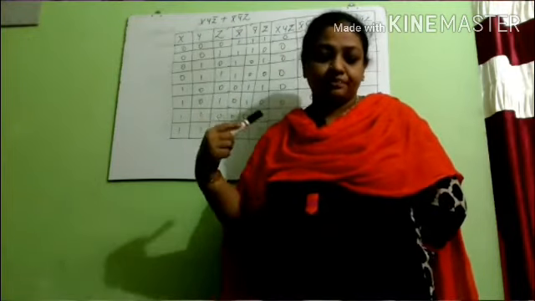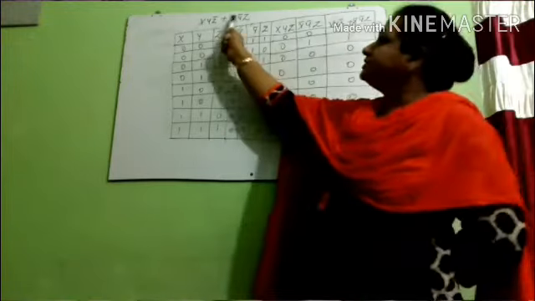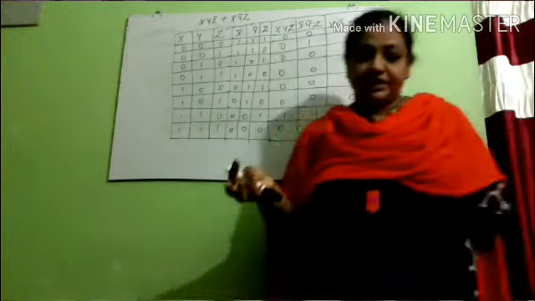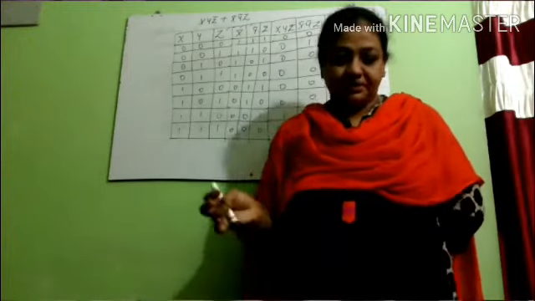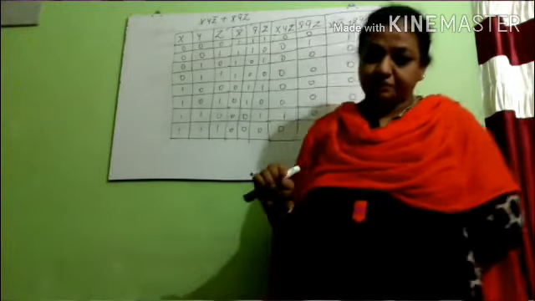So we have taken X, Y, Z, 3 variables. Then we alternate 0, 1, 0, 1, 0, 1, 0, 1 for Z; 2 zeros, 2 ones, 2 zeros, 2 ones for Y; and 4 zeros, 4 ones for X.